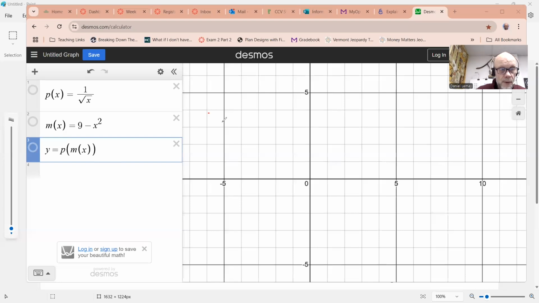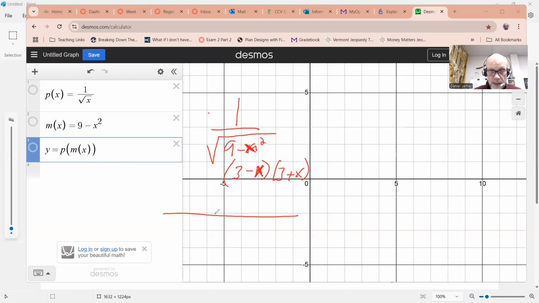So let's see. I'm going to take the P of x. P of x is on the outside. M of x is on the inside. So I know that the denominator is equal to 3 minus x and 3 plus x. So let's make that little number line so we can see what's happening here. So we know this is a 0 at -3. We know it's a 0 at +3.